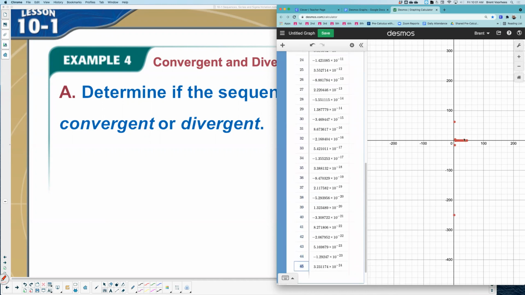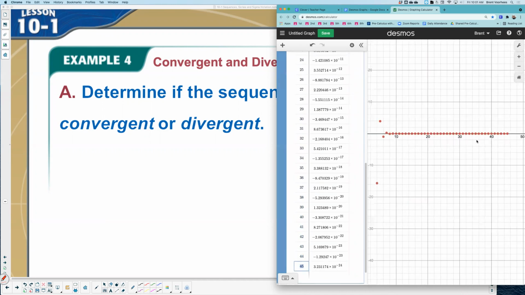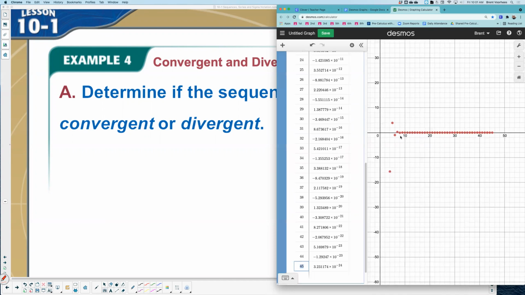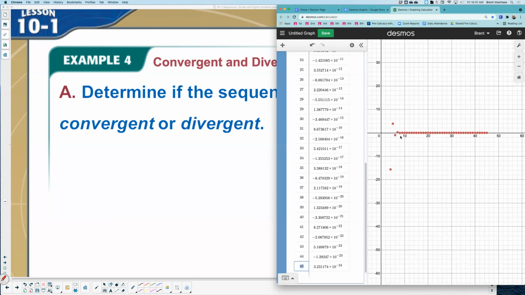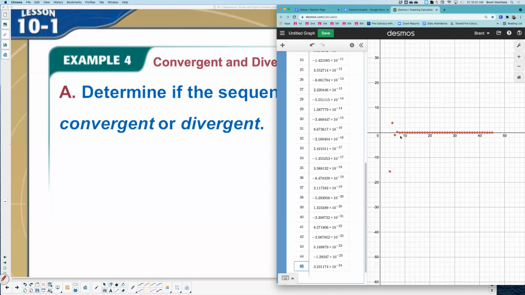Yeah, you see how it's getting really close in on 0? That means this is converging. If you think about driving, a lot of times we merge onto a highway or converge onto the highway. That means you're approaching the highway. That's what's happening here. This is converging.